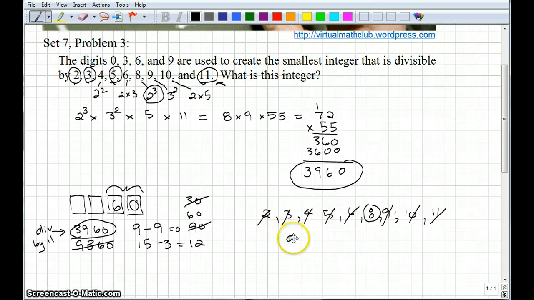So if we take 960, which is the last three numbers, and divide that by 8, we're going to get 8, 16, 2, we're going to get 120. So that's definitely divisible by 8 as well. So we've satisfied all of our conditions. And our answer is 3960.